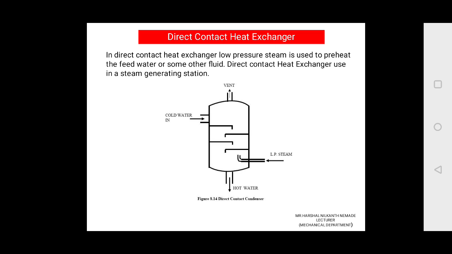Direct contact heat exchanger. In direct contact heat exchanger, low pressure steam is used to preheat the feed water or some other fluid. Direct contact heat exchanger is used in the steam generation station.